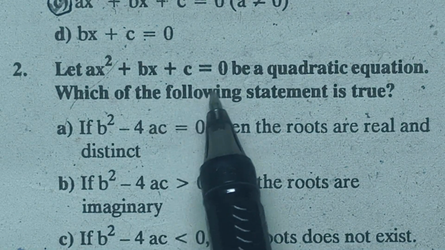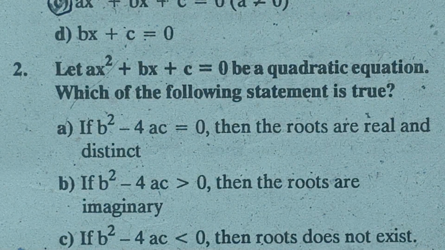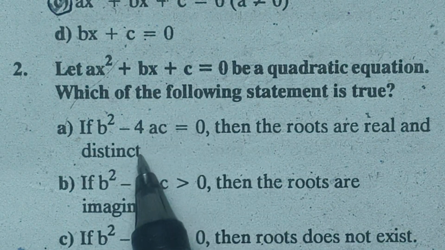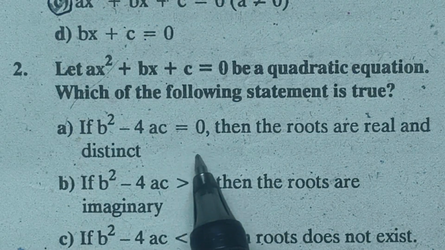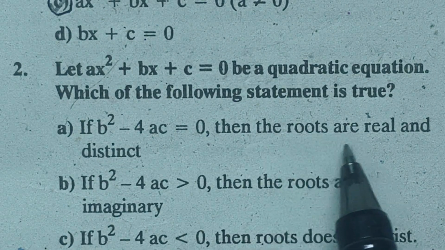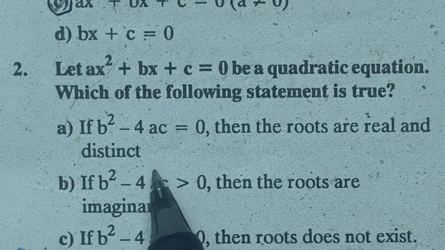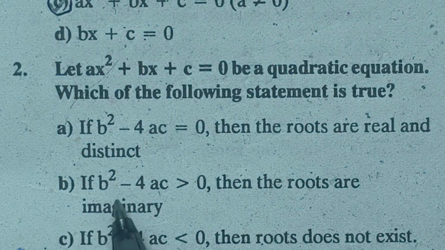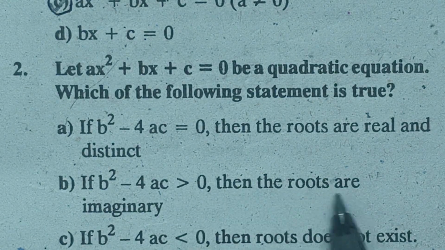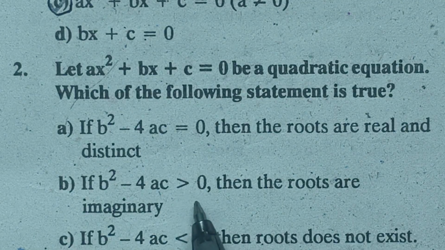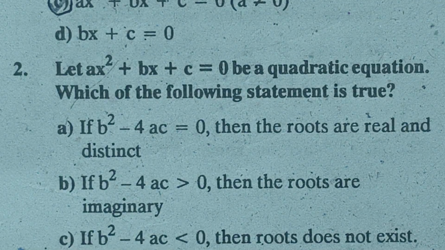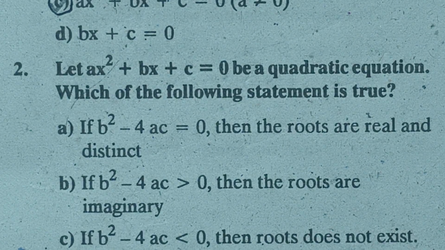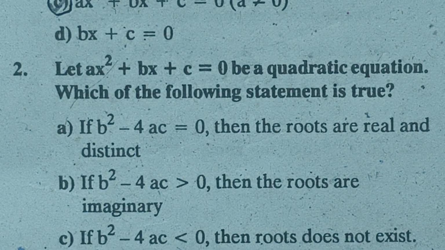Let a squared plus bx plus c is equal to 0 be a quadratic equation. Which of the following statements is true? A. If b squared minus 4ac is equal to 0, then the roots are real and distinct. This is wrong. If b squared minus 4ac is greater than 0, then the roots are imaginary. It is also wrong. If b squared minus 4ac is less than 0, the roots do not exist. This is also wrong.